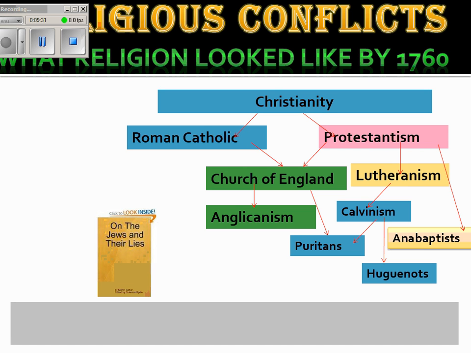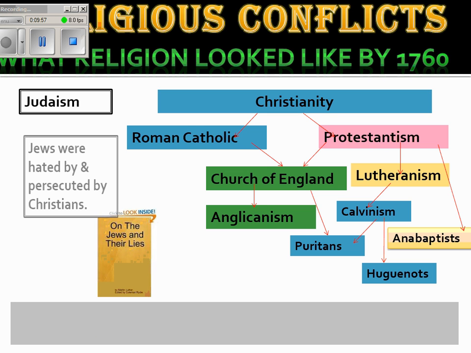So take a look, guys, because this is tremendous. Prior to the Renaissance, you had Christianity, the Roman Catholic Church. After the Renaissance, you now have the Protestant faith, which is Lutheranism, Calvinism, the Puritans, the Huguenots, the Anabaptists, the Church of England, and the Anglicans. One group we haven't talked about, here you go, Judaism.